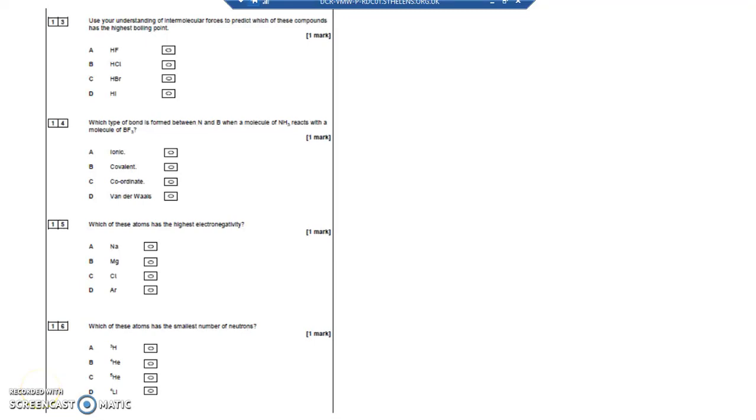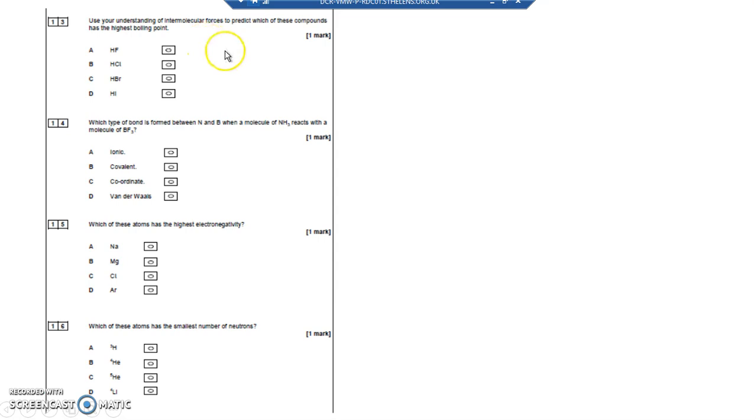Use your understanding of intermolecular forces to predict which of these compounds has the highest boiling point. So in terms of highest boiling point, I'm looking for something with a hydrogen bond. Then I'd be looking for something that's polar, that's going to have dipole-dipole attractions. And then I'd be looking for van der Waals forces, something with no polar bonds within it, and therefore no dipole-dipole attractions, just van der Waals forces as the weakest and the lowest boiling point.